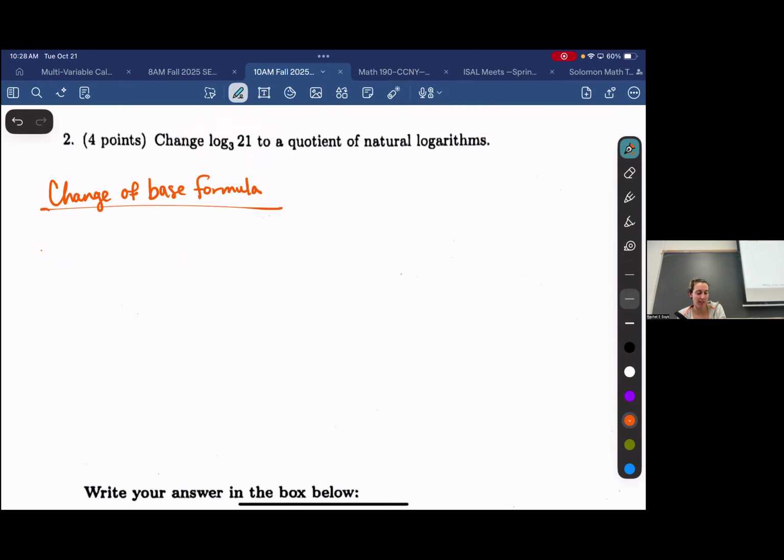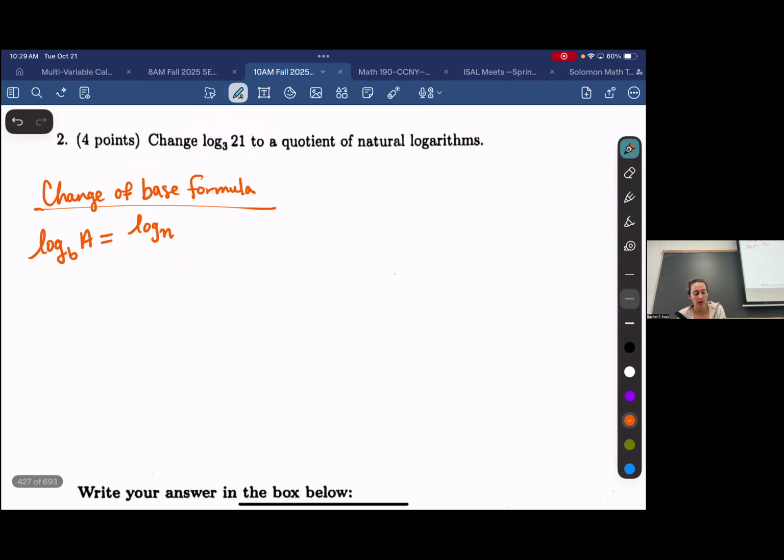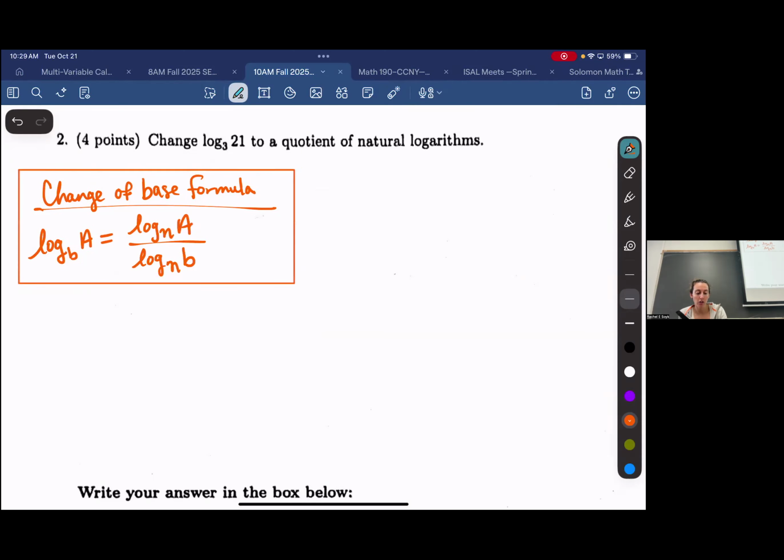So change of base formula. Our general formula is log base little b of big A is the same as the log base n of big A, for any real number n except 0 or 1, all over log base n of little b. So using this, we want to change log base 3 of 21 to a quotient of natural logarithms.